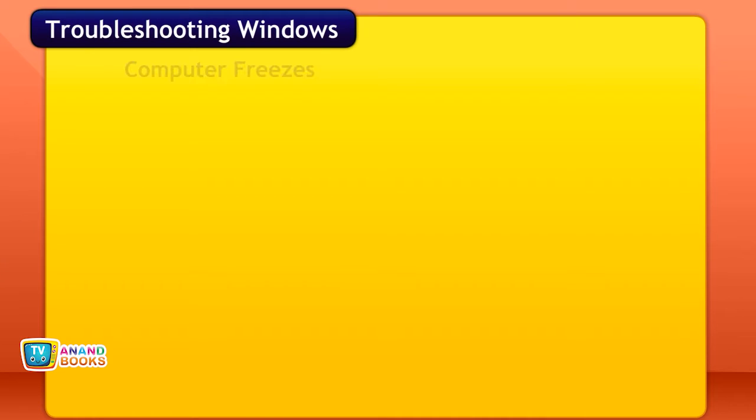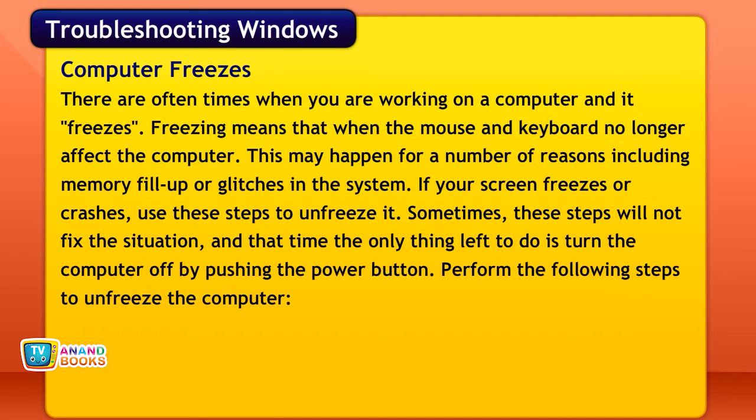Troubleshooting Windows. Computer freezes. There are often times when you are working on a computer and it freezes. Freezing means that the mouse and keyboard no longer affect the computer. This may happen for a number of reasons, including memory fill-up or glitches in the system. If your screen freezes or crashes, use these steps to unfreeze it.